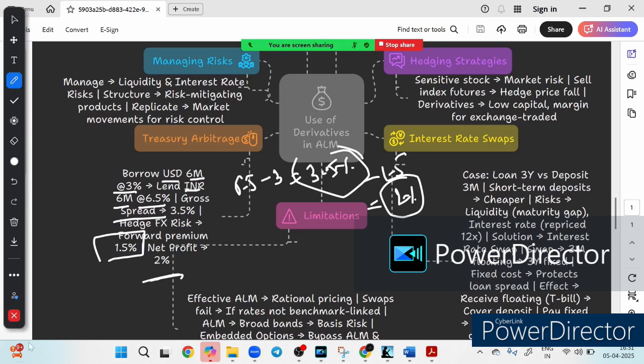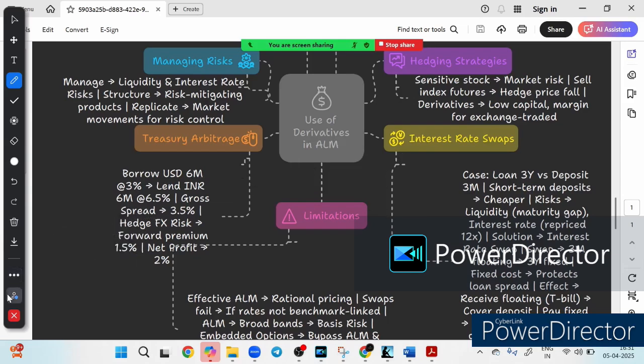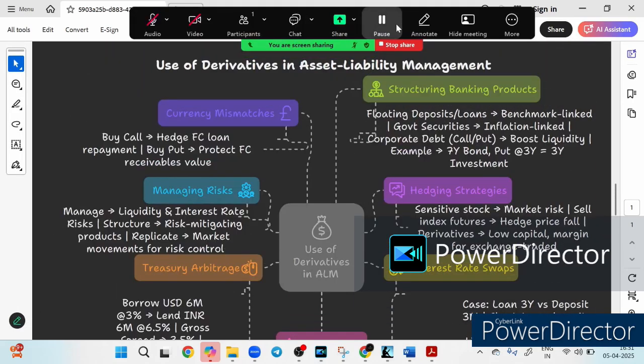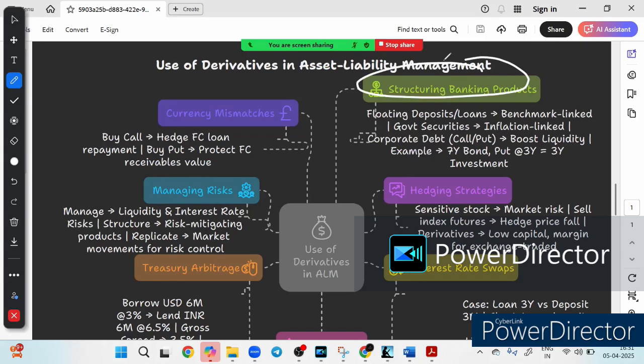Now friends, let's look at how do we structure the banking products. Right, how do we structure the banking product? So let's see the top right corner. Basically there is something called floating deposit or floating loan. If product is like floating deposit or floating loan, then it is linked to the benchmark for better control. This is how you control them. And suppose your product is government security. If it is government security, then it should be linked to the inflation for stability.